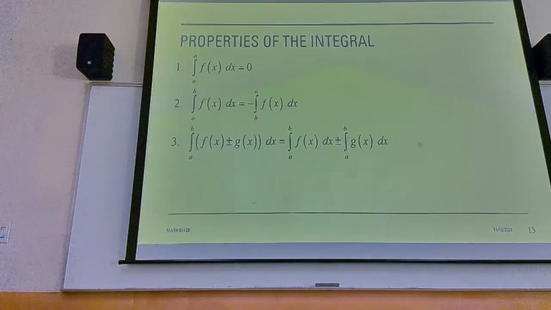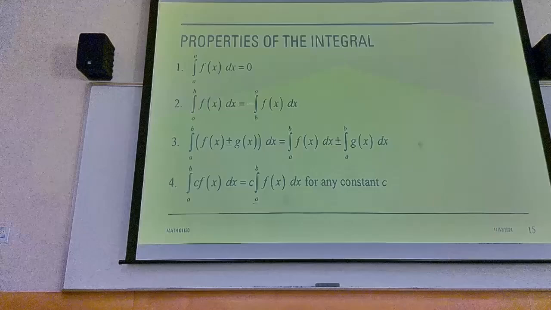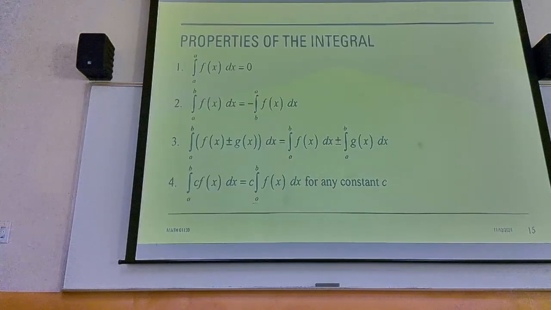Integral of a sum or difference is the sum of the integrals. Integral of a constant multiple is the constant multiple of the integral. So the integral is linear, which makes sense because it's just limit of a sum, and both limits and sums are linear.